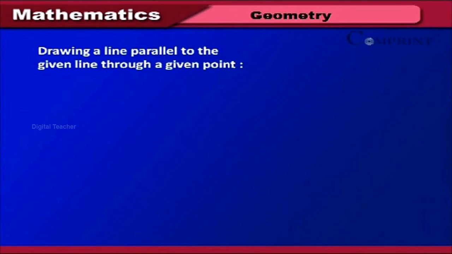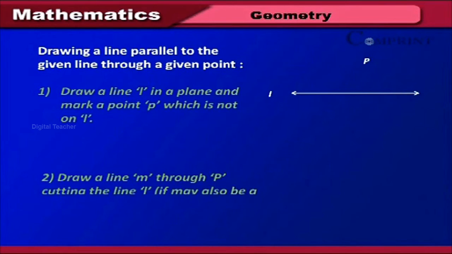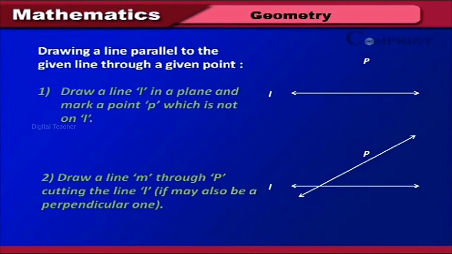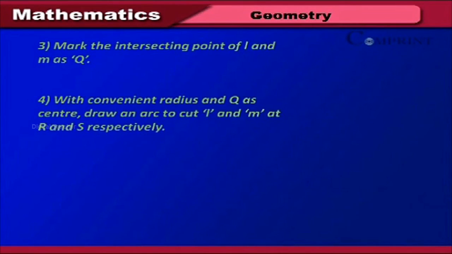Draw a line parallel to given line through a given point. 1. Draw a line L in a plane and mark a point P which is not on L. 2. Draw a line M through P cutting the line L. 3. Mark the intersecting point of L and M as Q. 4. With convenient radius and Q as center, draw an arc to cut L and M at R and S respectively.